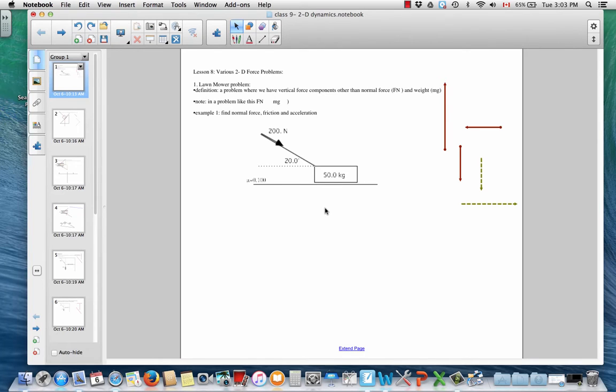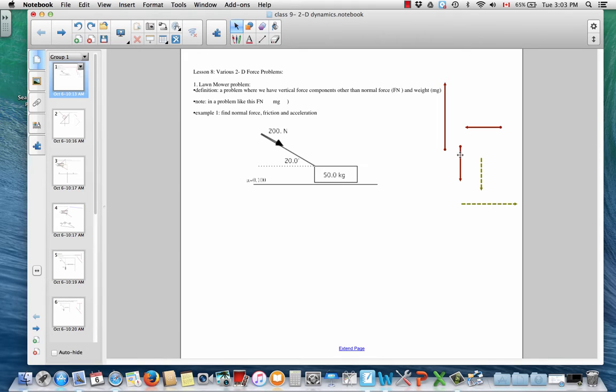Okay, so we're going to look at a handful of two-dimensional dynamics problems now that are going to involve forces and components. I call this the lawnmower problem, and it's just a problem, say, where we apply a force on an angle to an object. So it's kind of like pushing on the handle of a lawnmower.